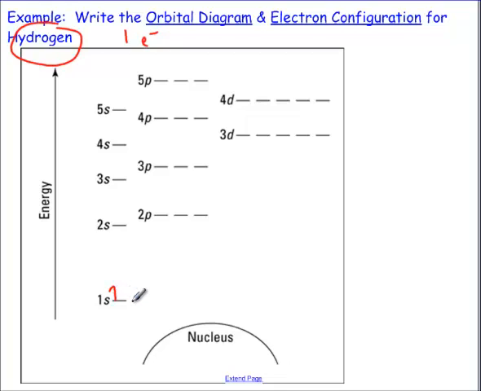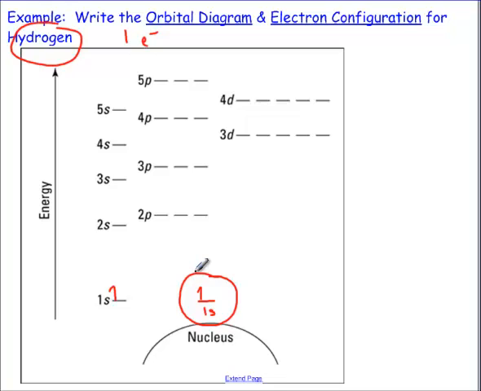And now I'm done. I don't have to worry about Pauli's exclusion principle because I only have 1 electron, and the same thing for Hund's rule. So now I have just done the orbital diagram for hydrogen. If you were drawing this on your own, which will be most of the time, you would draw your dash and your 1s, and then you draw your arrow representing your electron. And then I'm done. This is the orbital diagram for hydrogen.